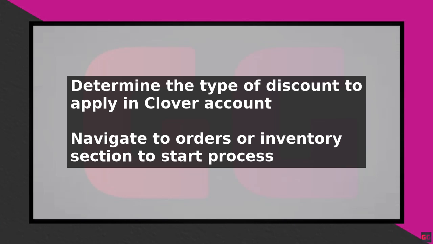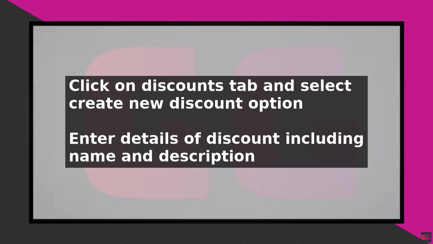Next, click on the Discounts tab and select the option to create a new discount. Here, you will be prompted to enter the details of the discount, including the name, description, and type of discount. You can also set the discount amount or percentage, and specify whether it is a one-time discount or recurring.